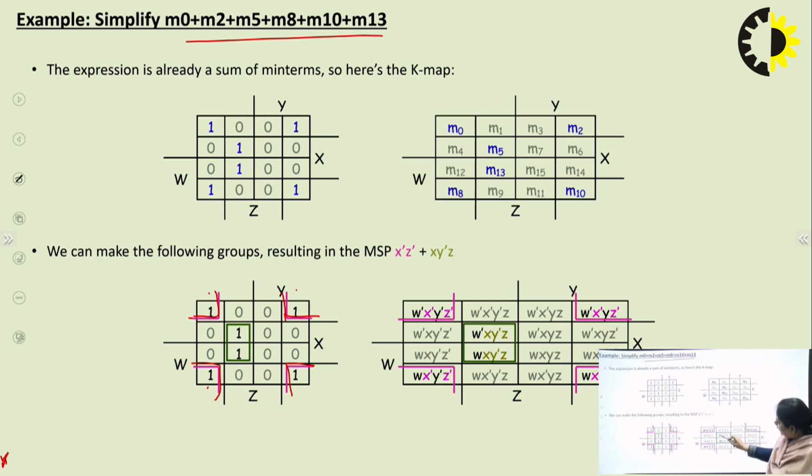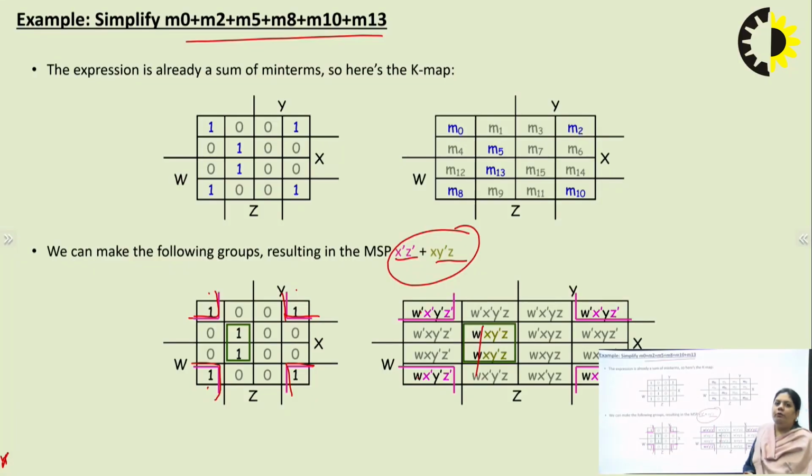Here see, W dash and W are changing. What else is left? X, Y dash and Z are left. These are the constants. So we have taken X, Y dash and Z. Here W dash and W are changing, Y dash and Y, W dash and W. So what remains here? Both are changing, so we have taken X Z dash here. So our answer is X Y dash Z and X Z dash.